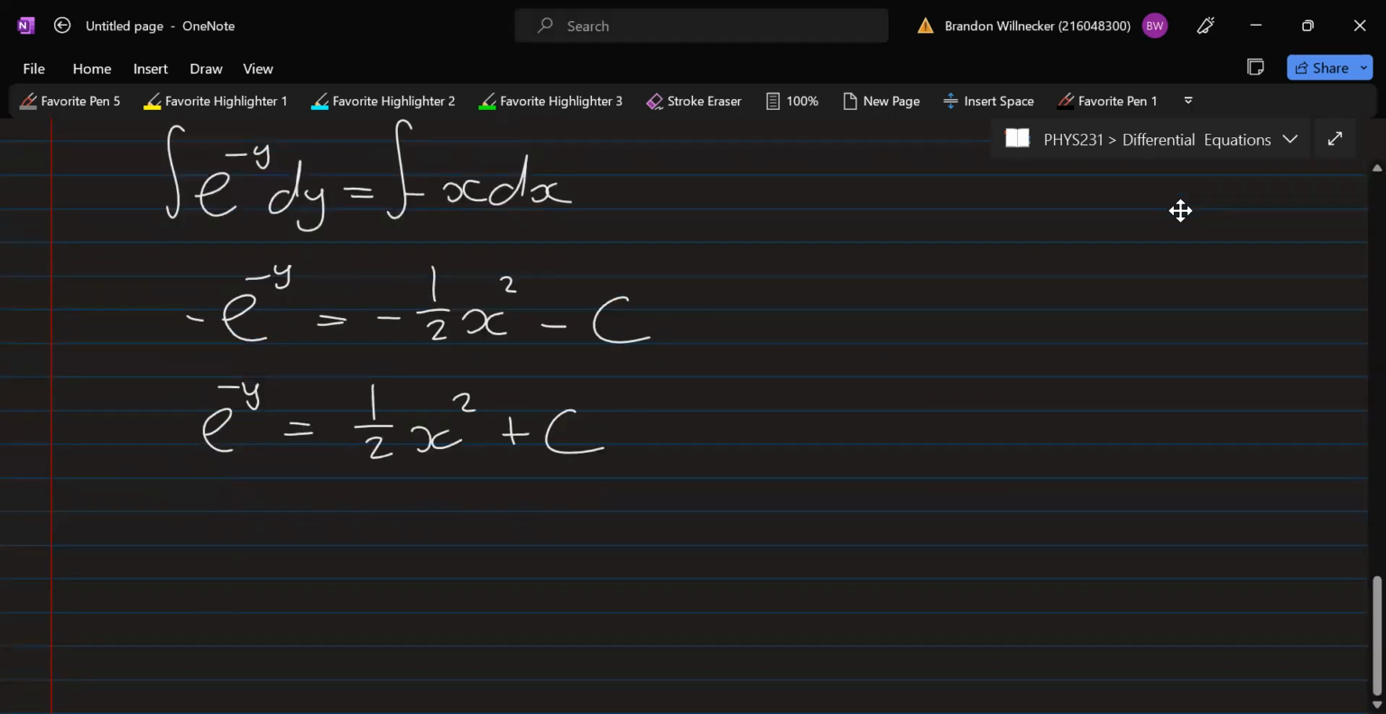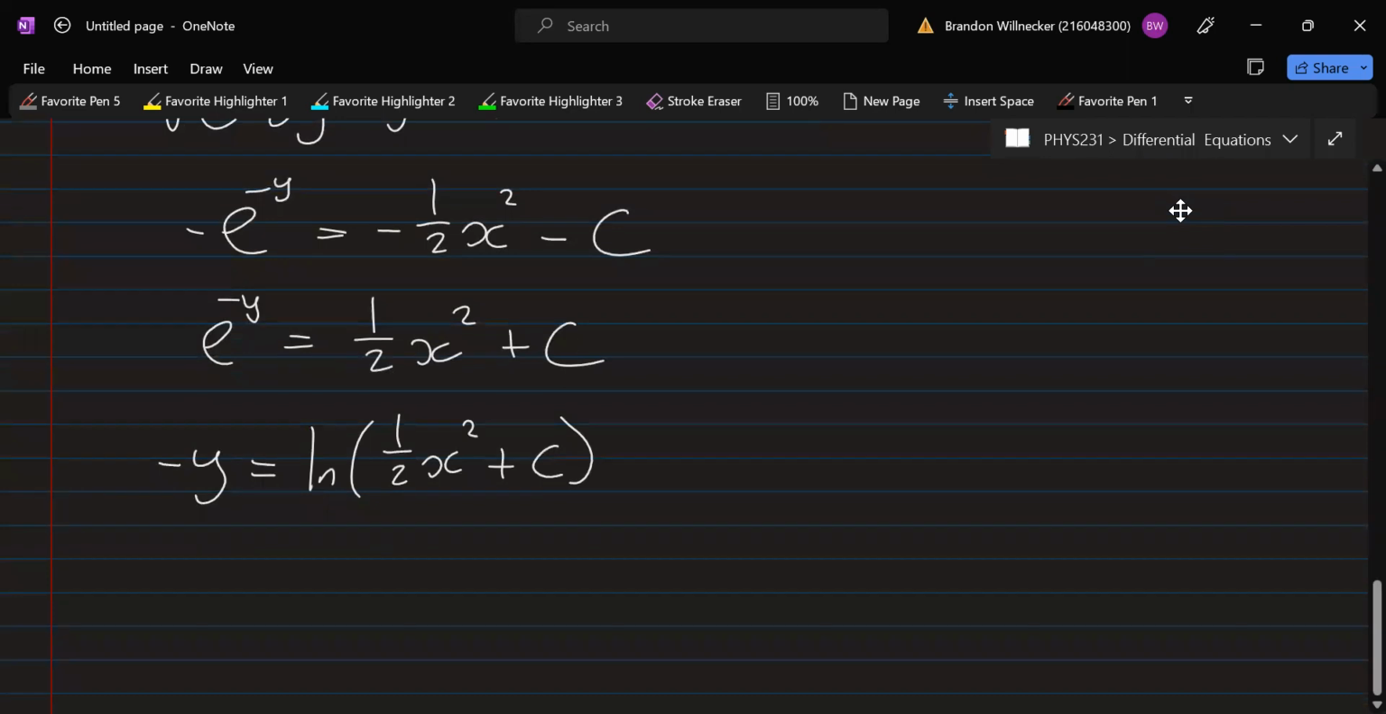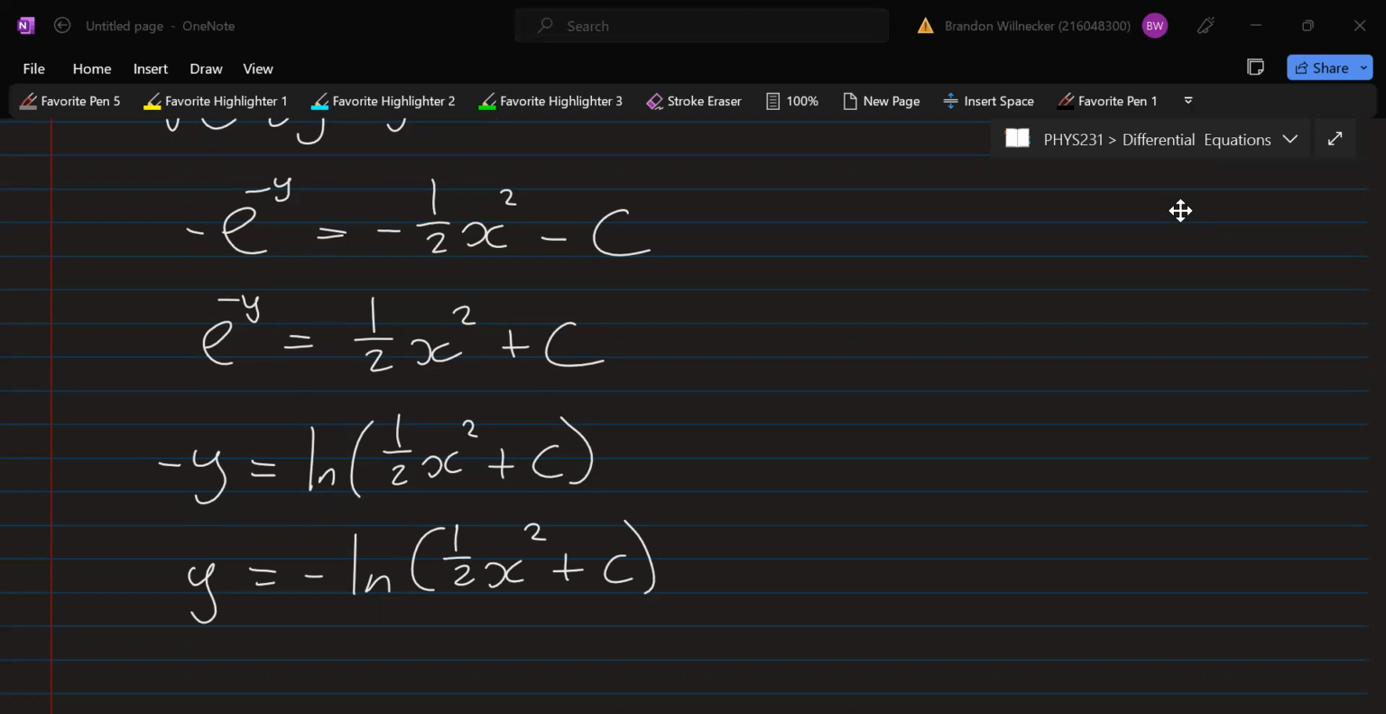Now we can take the natural log on both sides. So we get minus y is equal to the natural log of 1/2 x squared plus c. Then take the minus over, so we have y is equal to minus natural log of 1/2 x squared plus c. And again, c is determined later on with some initial condition.